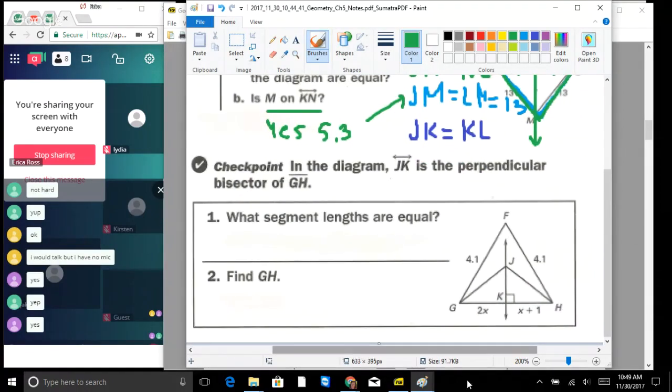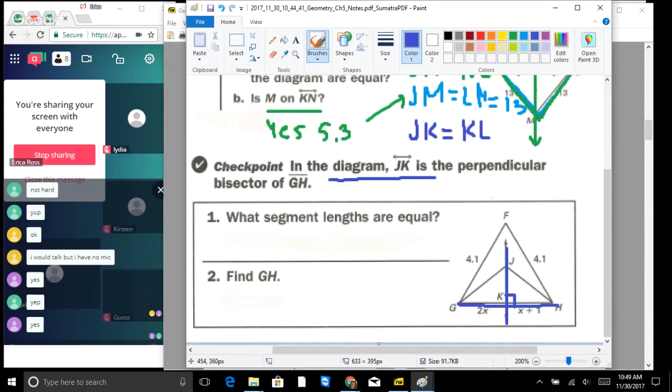Last one for today, and then I'll send you guys on your way. Got this pretty picture here. Which segment lengths are equal to each other? And they tell us up here in the diagram, JK is the perpendicular bisector of GH. So this is the perpendicular bisector of GH. That's why we get this little thing here.